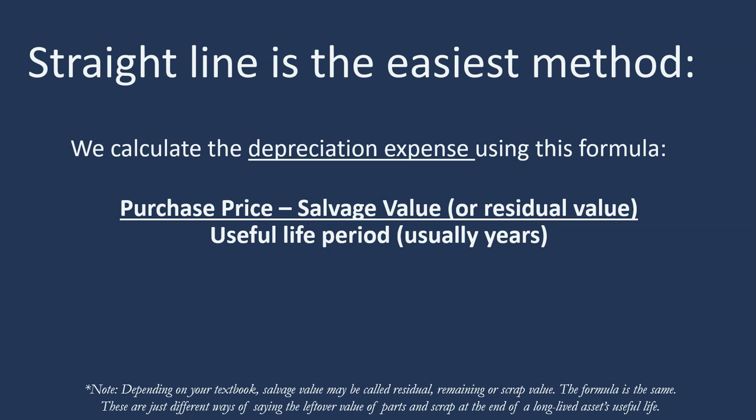And just a note here about this salvage value or residual value. Depending on the textbook or reference material you're using, salvage value may be called residual value, remaining value, or scrap value. The formula is the same. They're just different ways of saying whatever the leftover value of parts and scrap are at the end of a long-lived asset's life. If we take the example of a car, the tires, the electrical equipment, all of that could be recycled and sold. So while the car may not be usable as a car, we can take some of those parts out and get some value for whatever remains at the end of the asset's life.